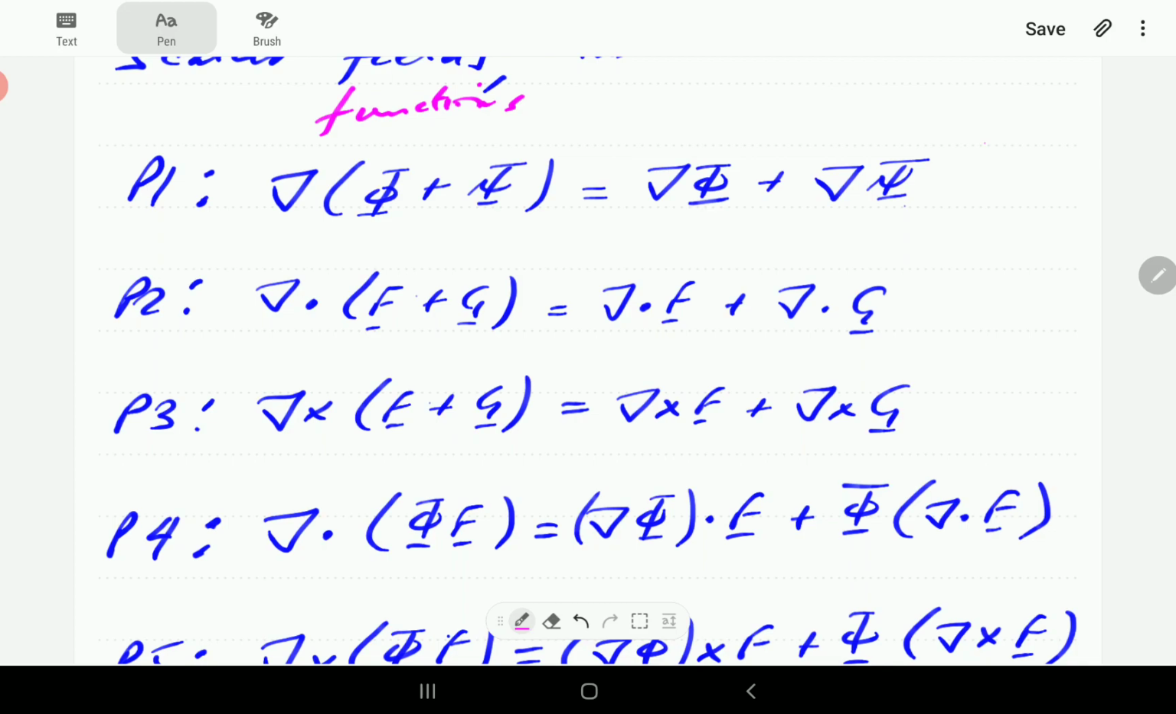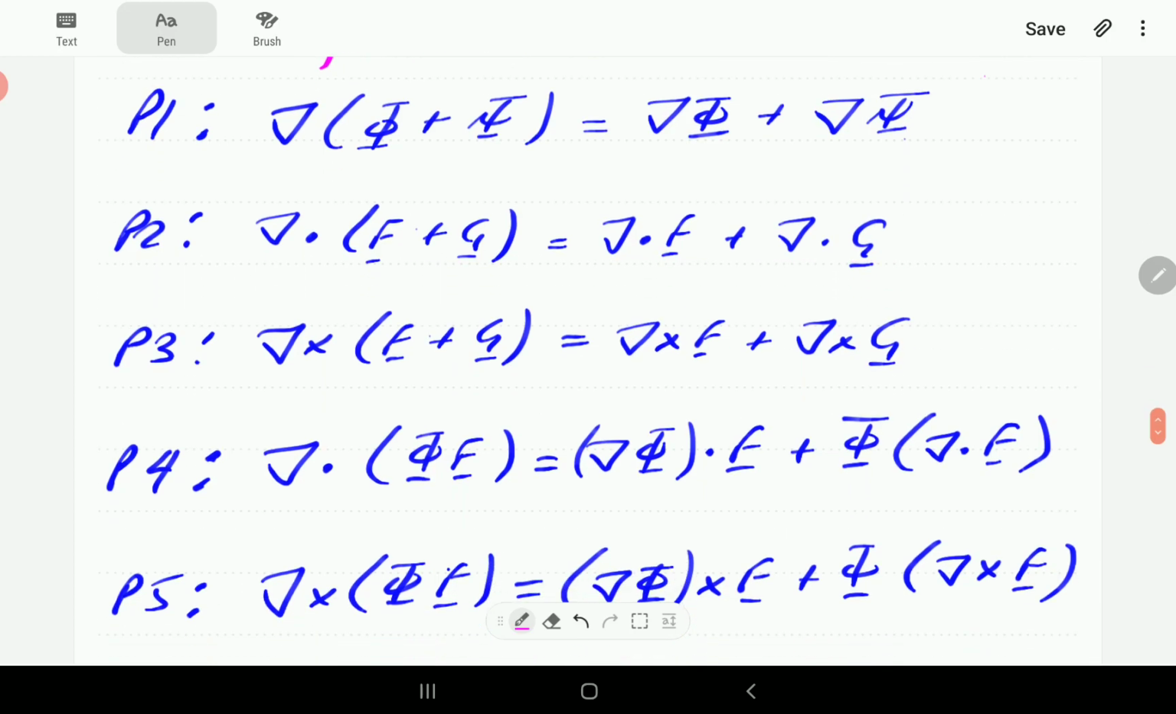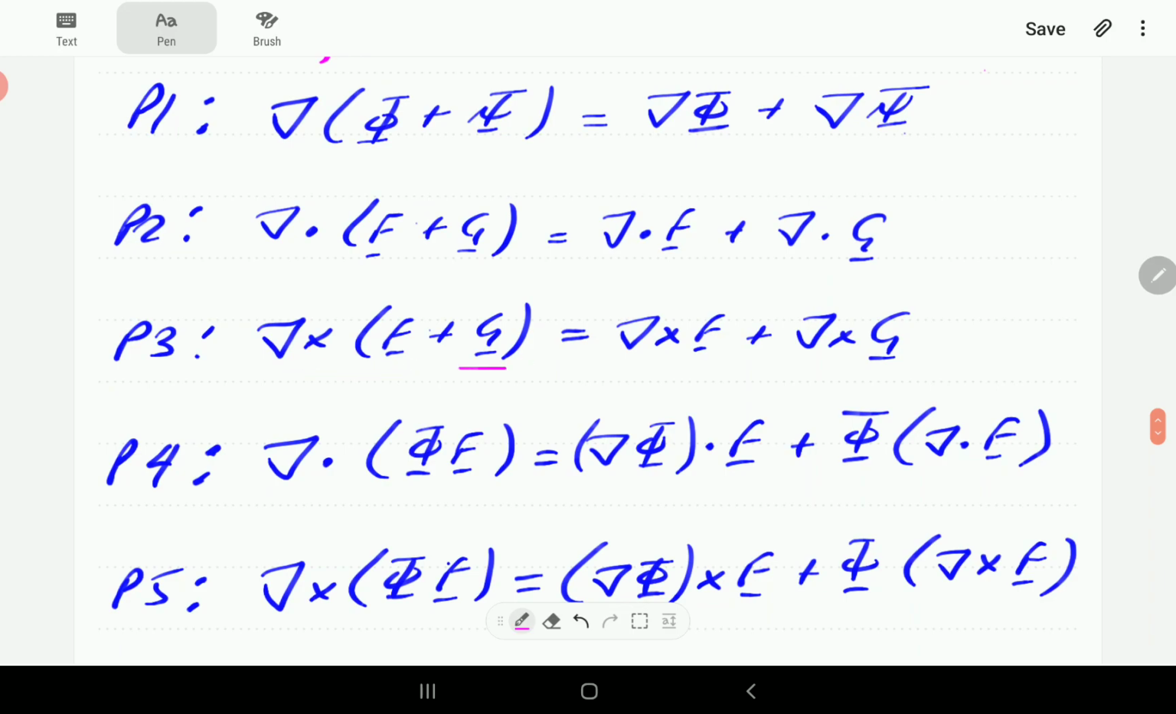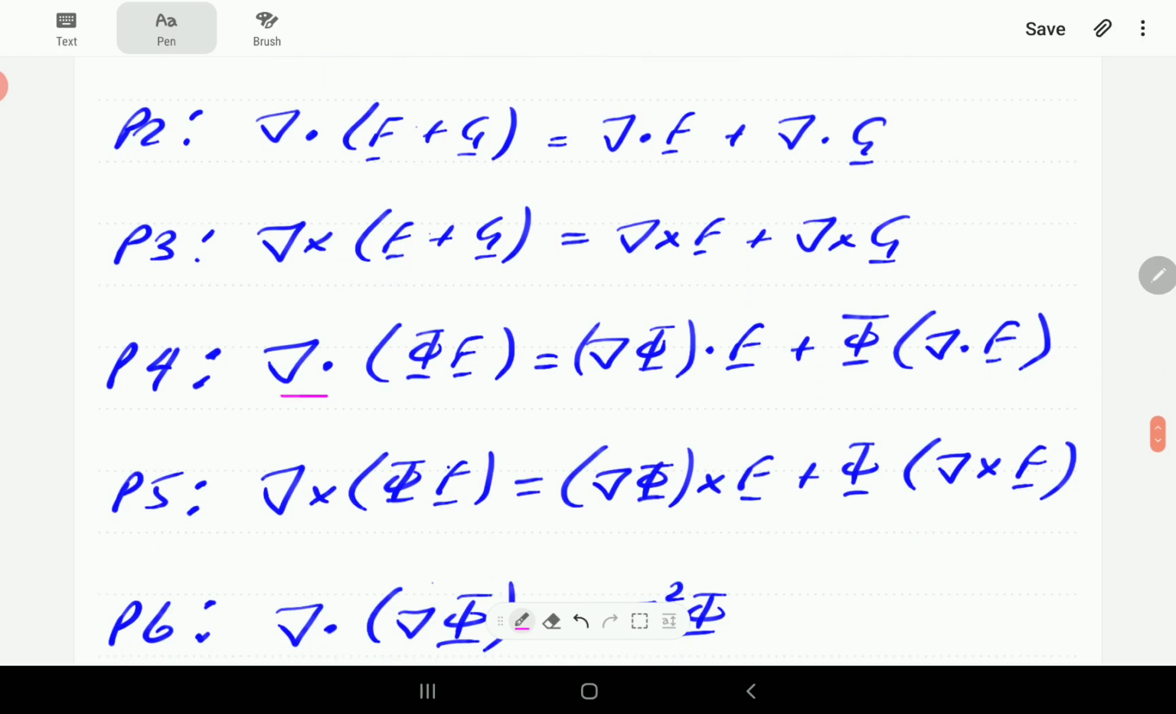The grad of phi plus psi is equal to the grad of phi plus the grad of psi. And then the divergence of f plus g is the divergence of f plus the divergence of g. Similarly for the curl, and then here there's the divergence of phi times f.